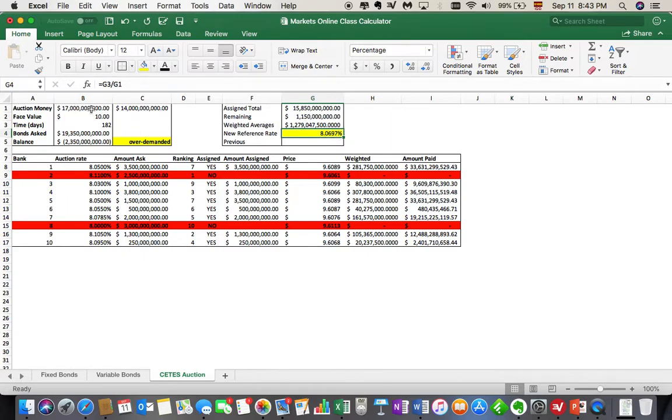And the higher the auction money, the higher this rate. Remember, central banks increase rates to control inflation and reduce rates to activate the economy. So if the previous rate, let's say the last auction rate, was 8.10%, and the new result is 8.0697, this means that Banxico is trying to activate the economy. They are not very concerned about inflation anymore, and they are reducing the rates. So they are putting money to circulate in the system.